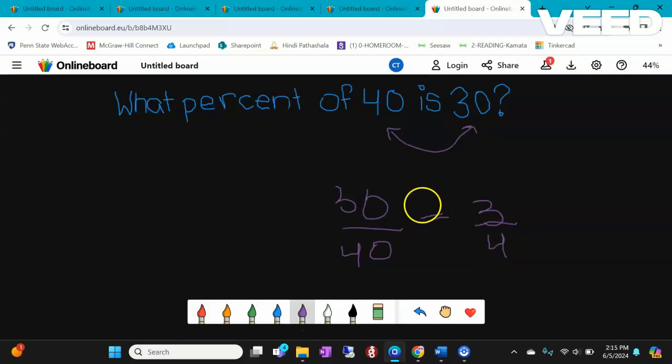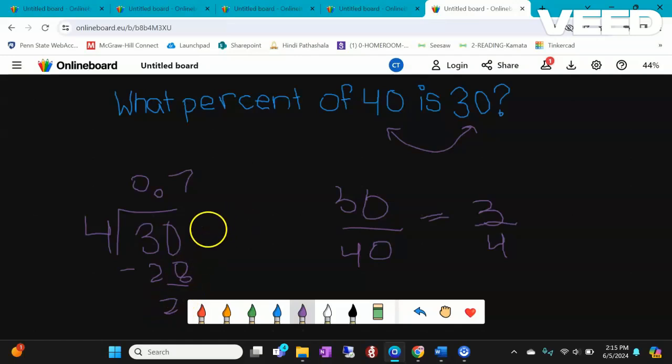3/4 divided, we have to switch these two numbers. 4 divided by 3. 4 cannot go into 3, so we put down a 0. Add the 0 here. 30 minus 28 is 2. 4 cannot go into 2, so we add a 0. And 4 goes into 20 5 times, and we'll be left with 0. Then we move the decimal over 2 times, so now it is 75%.